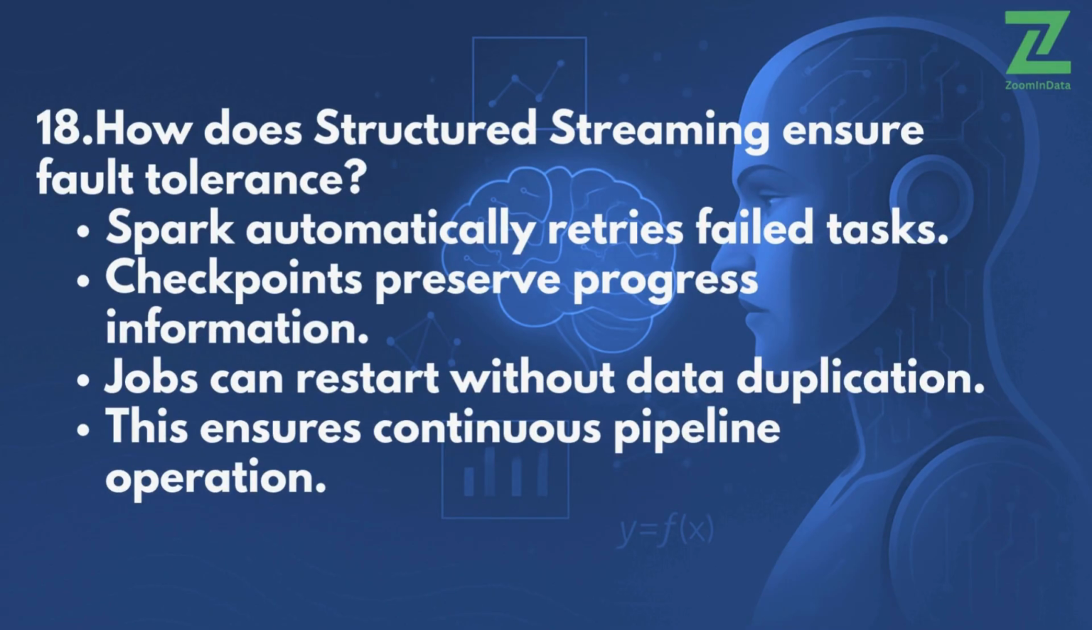How does structured streaming ensure fault tolerance? Spark automatically retries failed tasks. Checkpoints preserve progress information. Jobs can restart without data duplication. This ensures continuous pipeline operation.